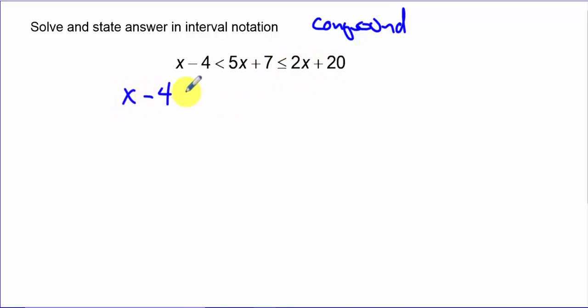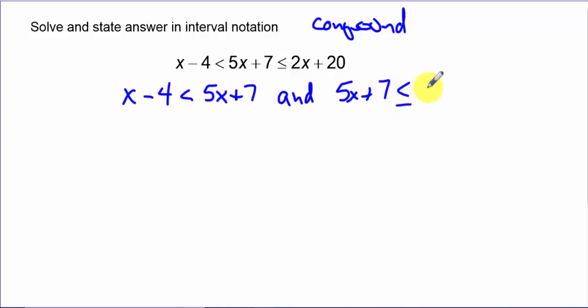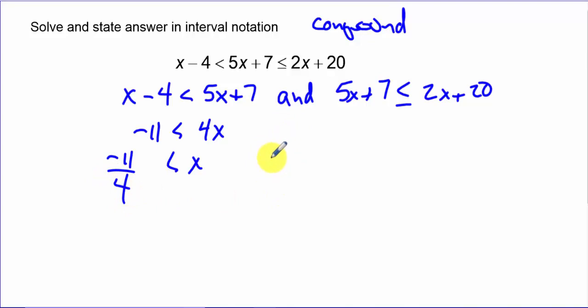So I split it apart like this. I say x minus 4 is less than 5x plus 7, and 5x plus 7, sorry, is less than or equal to 2x plus 20. We're doing two problems. So again, this is 4x, this is negative 11, x is greater than negative 11 over 4, and let's go, 3x is less than or equal to 13. So x is less than or equal to 13 over 3.